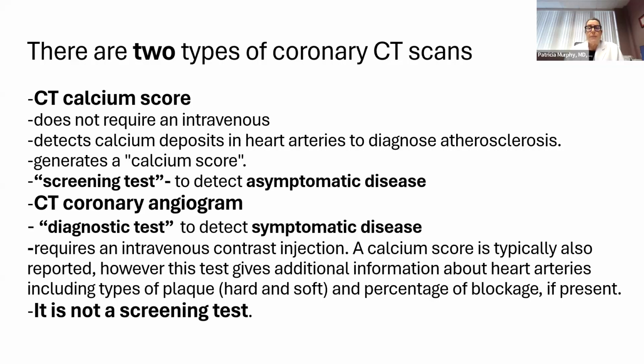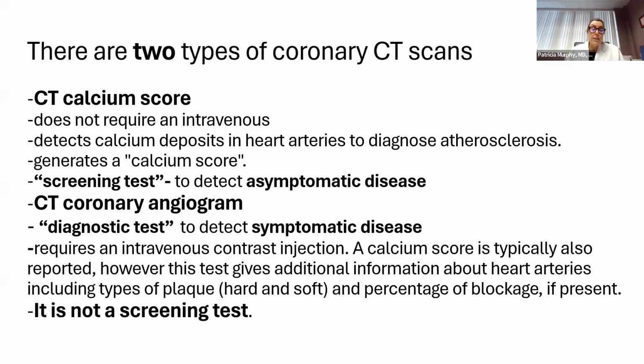And there are two basic types of coronary CT scans. The one we're talking about today, the CT coronary calcium score, does not require an intravenous. It detects calcium deposits in heart arteries to diagnose atherosclerosis. Now we know all of those definitions, and it generates a calcium score that we're going to talk about a little later. And once again, it's a screening test. A screening test detects asymptomatic disease. Someone who has no symptoms of heart disease has a CT calcium score to help define their risk and help manage and reduce their risk going forward.